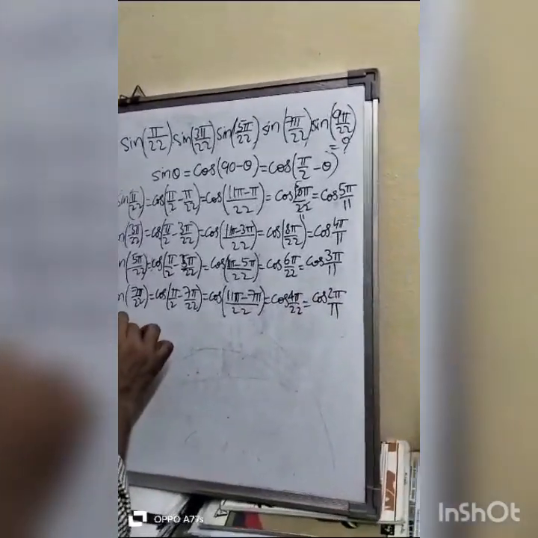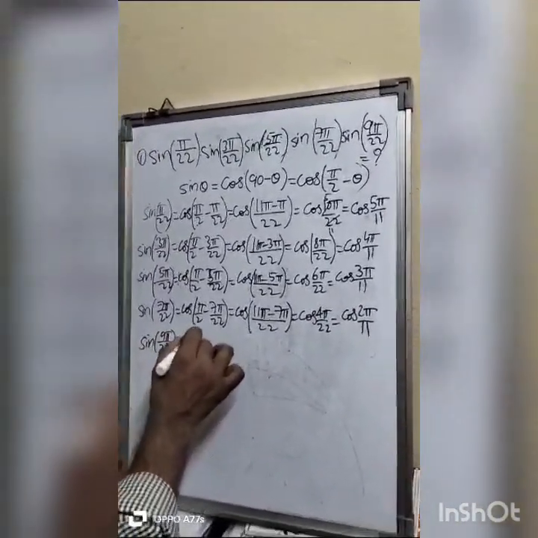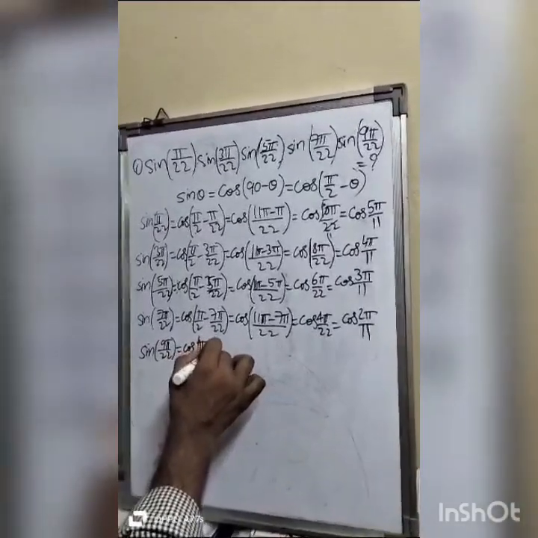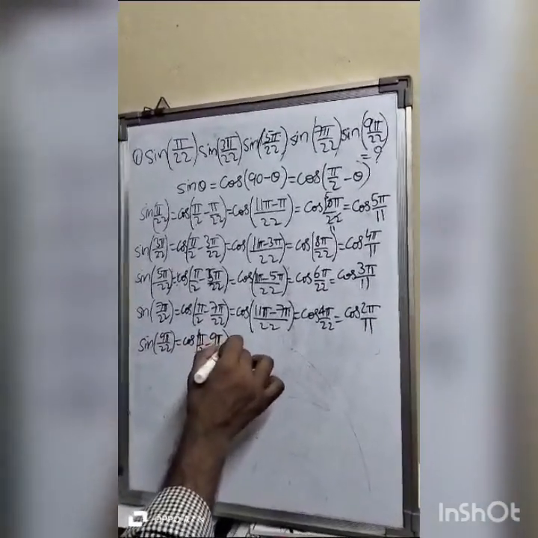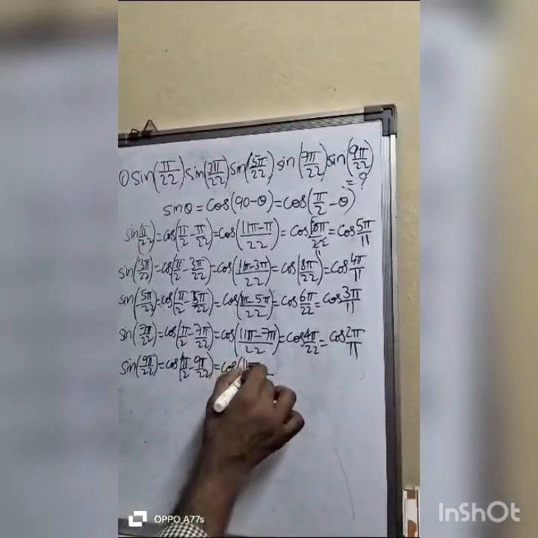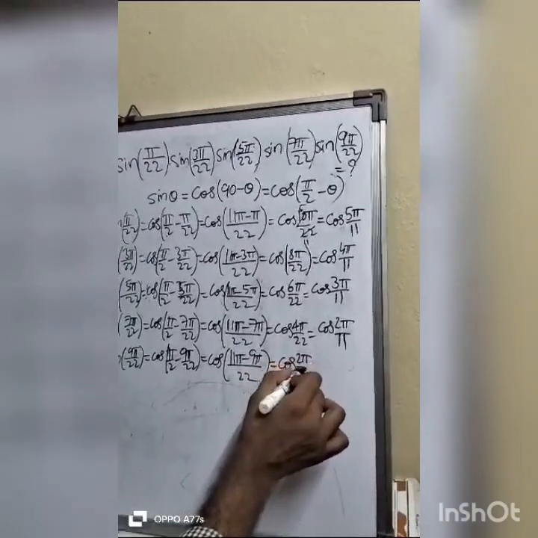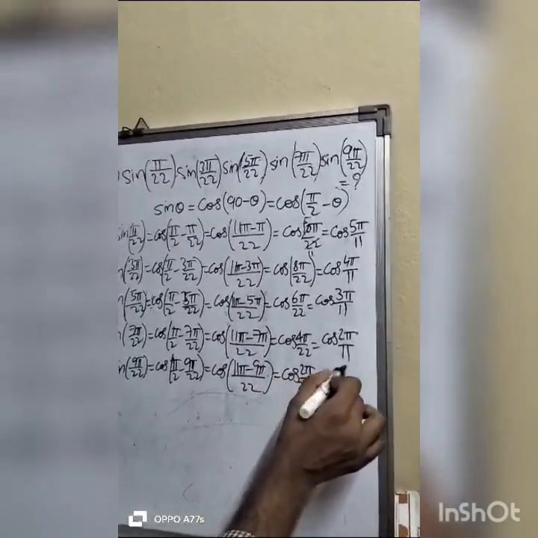Next, finally, sin of 9 pi by 22. This can be written as cos of pi by 2 minus 9 pi by 22. This is cos of, again LCM is 22, so 2 11s is 22, so 11 pi minus 9 pi. This is equal to cos of 2 pi by 22. That means cos of pi by 11.